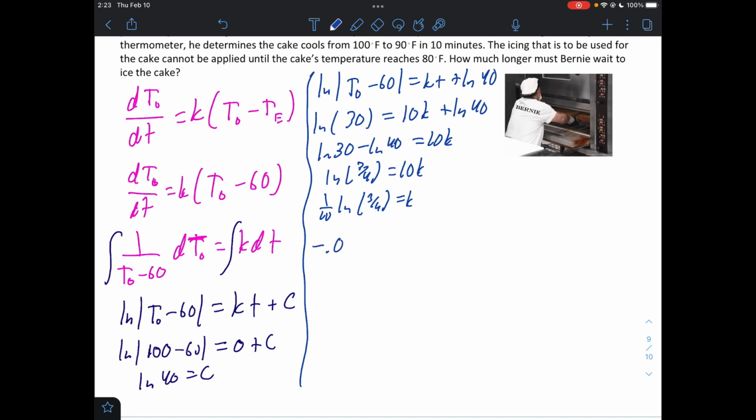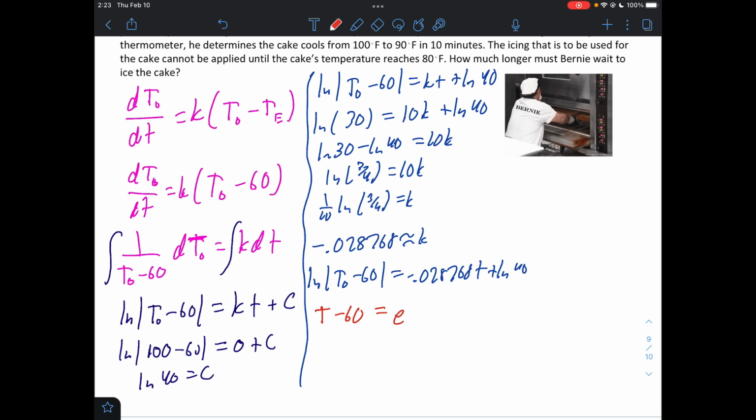K is negative 0.028768. So now my equation becomes ln(T sub 0 minus 60) equals negative 0.028768t plus ln 40. And now we've got to solve this for T. So first of all, changing from logarithmic to exponential form, I'm going to drop the little subscript there. I'm just going to make it as T.